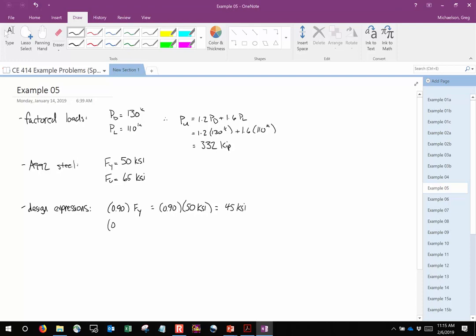And then 0.75 squared times Fu. Now remember, the reason that we square that is because one of those is our phi value of 0.75, and the other is our assumption for the effective net area. Okay? And so that other 0.75 is there to make an assumption. That's there to make our math easier. So this is 0.75 squared times 65.